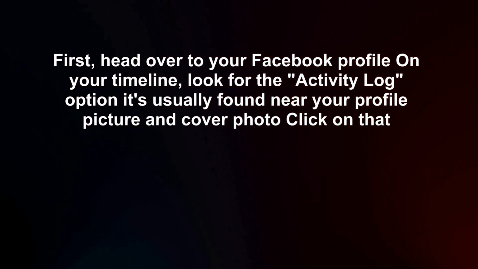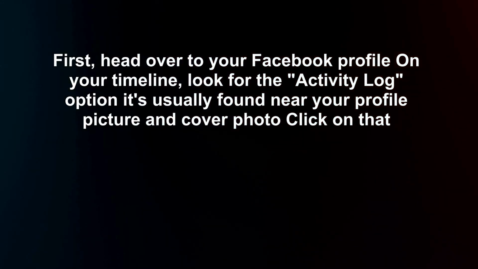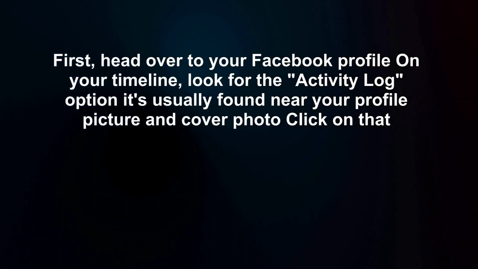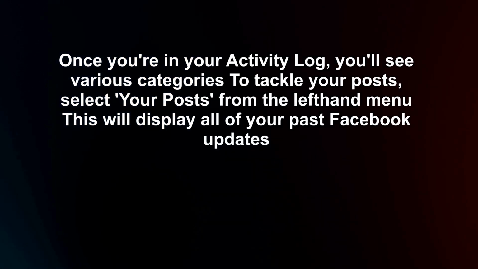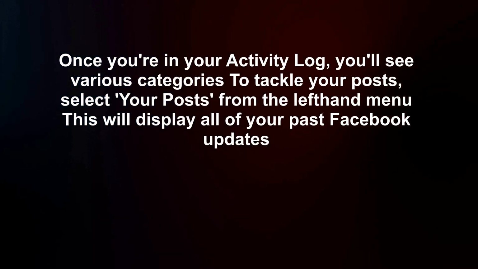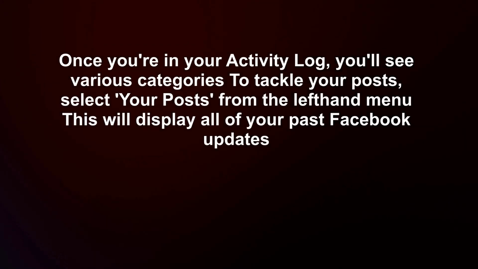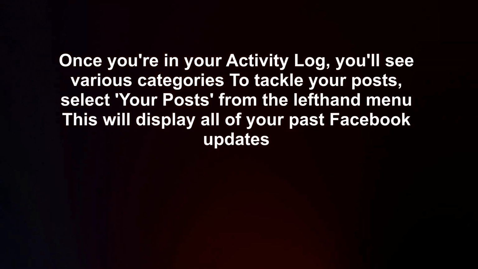Look for the activity log option. It's usually found near your profile picture and cover photo. Click on that. Once you're in your activity log, you'll see various categories to tackle your posts. Select your post from the left-hand menu. This will display all of your past Facebook updates.